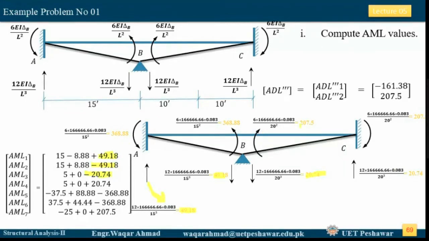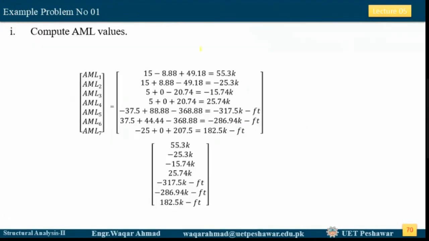Okay, so now we need to sum them up, and when we sum them, keeping their signs in mind, we get these values as our final AML1, AML2, AML3, AML4, AML5, AML6, and AML7 values. Okay, so now this becomes our AML matrix.